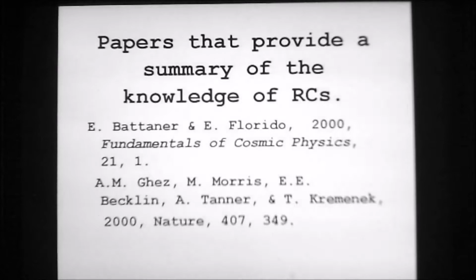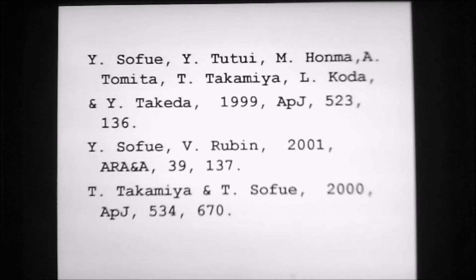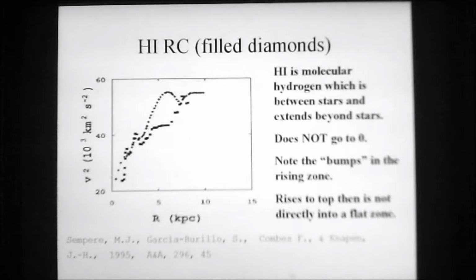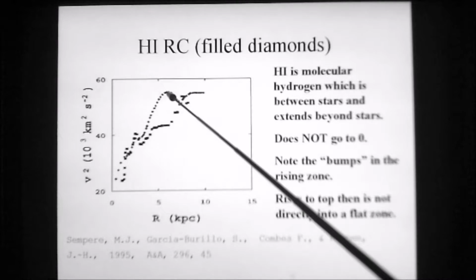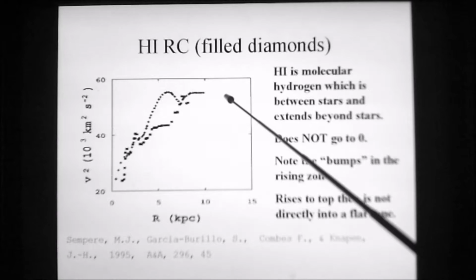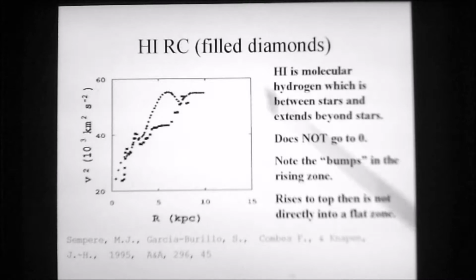Papers that provide a summary of the knowledge of RCs are these and these. The gas RC, with filled diamonds here, as you see, starts close to the center but still near that gap, increasing, but there are bumps here, it's not necessarily a straight line, up to a knee. From there on out, in this graph, it goes straight on out, and it goes out quite a ways.